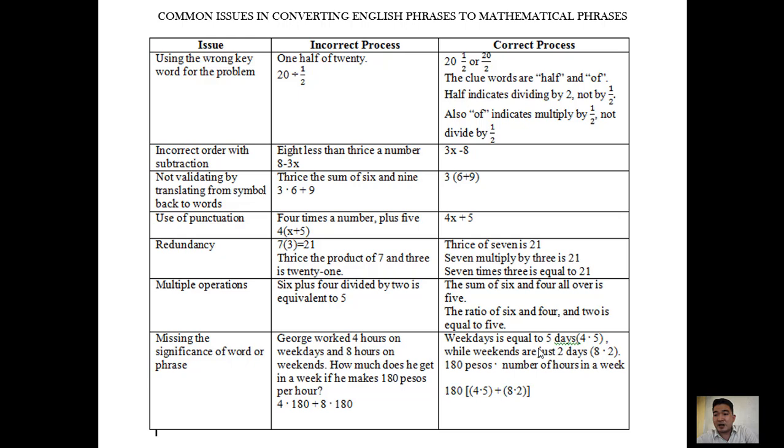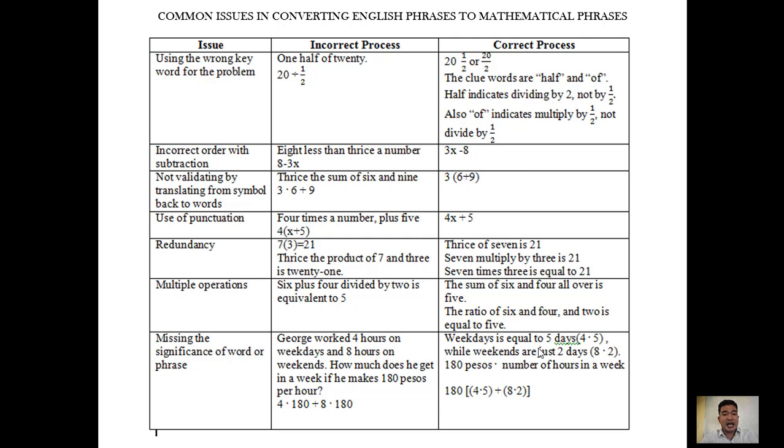Okay. So these are the common issues in converting English phrases to mathematical phrases, because we cannot avoid different problems or issues when we are converting English phrases into mathematical statements. From the book Deal with the World Today Through Mathematics by Marion Faye Q. Ariola, Cyrus Ulysses M. Villanueva et al., the following are the common issues in converting English phrases into mathematical statements. The first issue: using the wrong keyword for the problem.